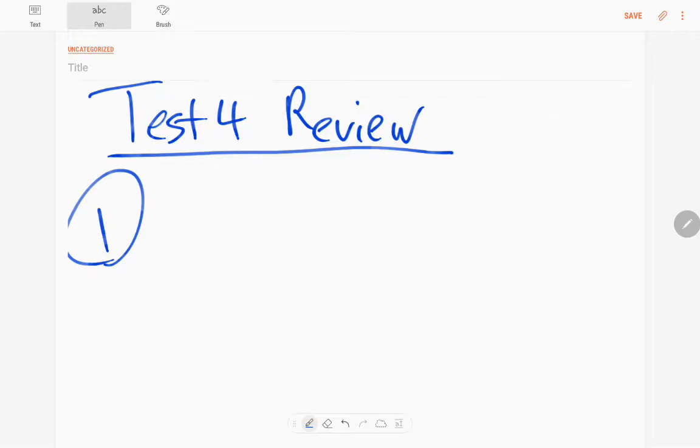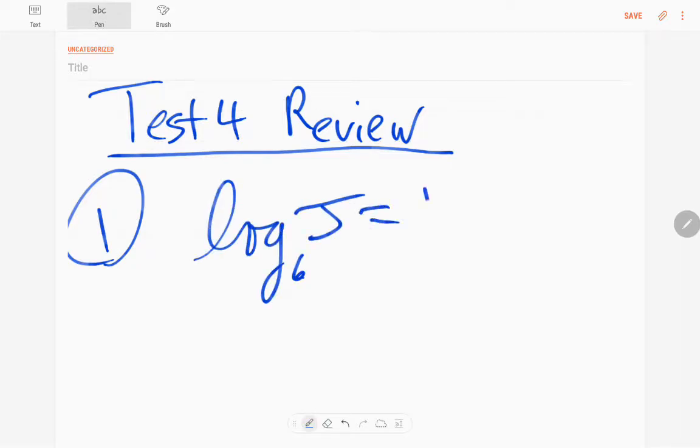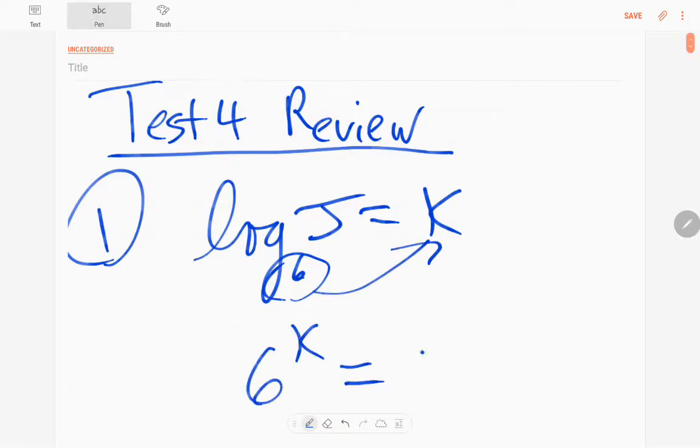First problem, use the definition of a log function to rewrite the log equation as an exponential equation. And here is the log equation that we're given. So remember, the trick on these is to convert to exponential form by starting with the base and going in a little circle. 6 raised to the k power is equal to j. And that's all you have to do.